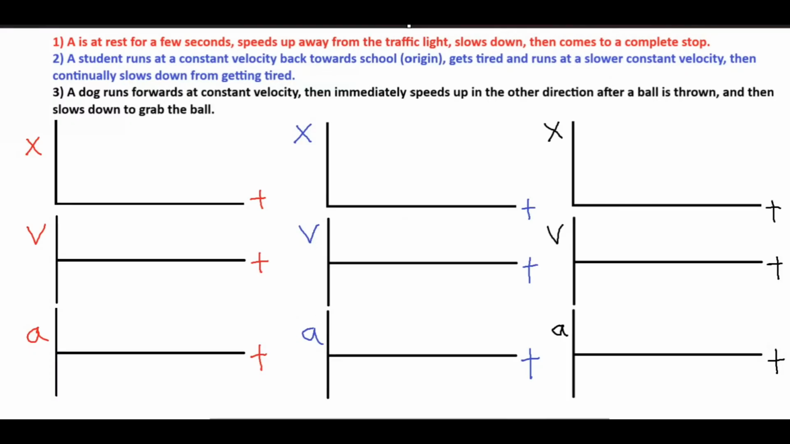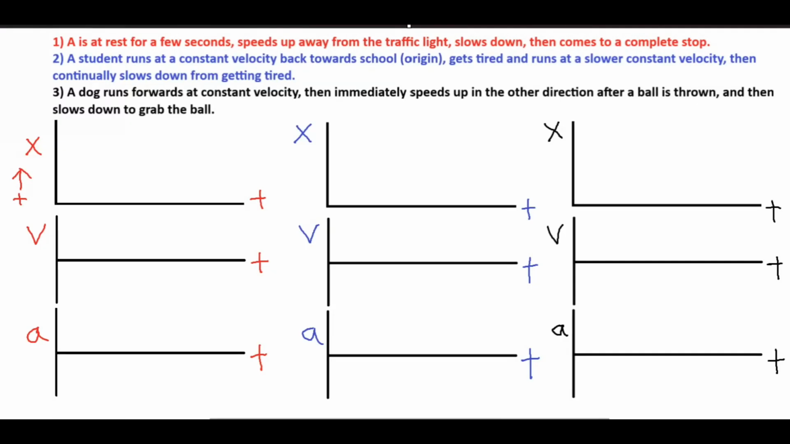It says a car is at rest for a few seconds, speeds up away from the traffic light, slows down, and then continues to a complete stop. All right, now for this one we have a car going forward, so we're going to assume that is moving in the positive direction the entire time. So we want to make sure we're rising up on our graph.